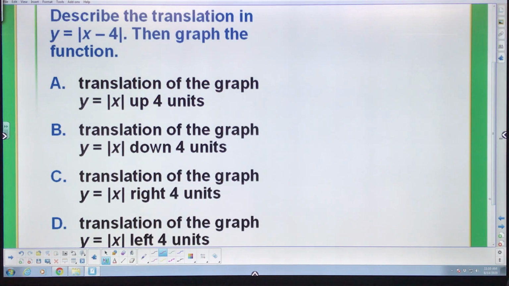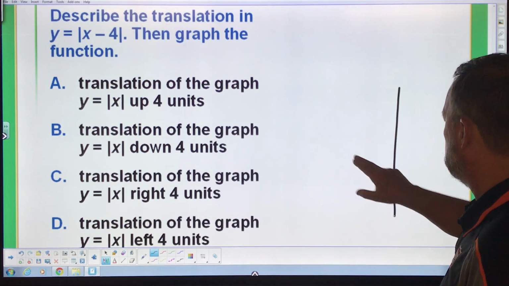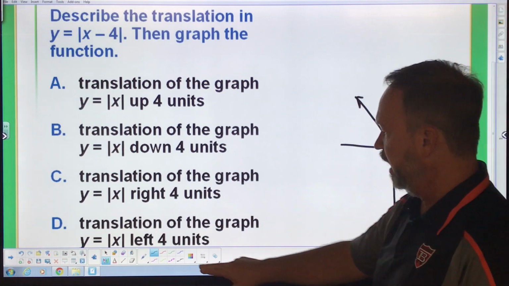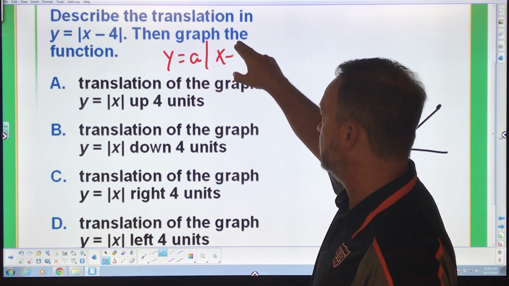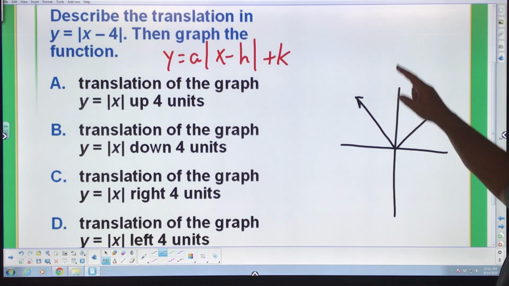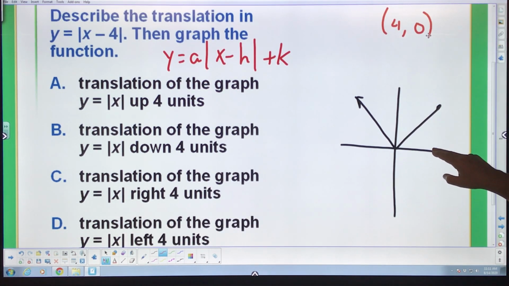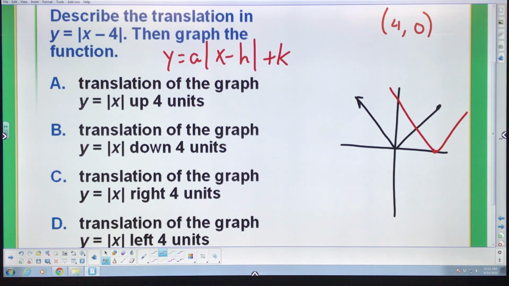So describe the translation in this. Thinking about this the same way, the parent, of course, is an absolute value function, so the parent looks like this. And if you look at y equals a times the absolute value of x minus h plus k, throwing that hk in there, you can see the h is 4, hopefully, and the k is 0. So at 4, 0, that's where it's going to come down to. It's going to look like that. So what does it do? It scoots this over 4 places, or 4 units, to the right. Answer is C.